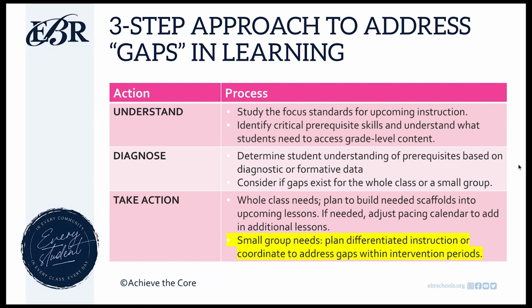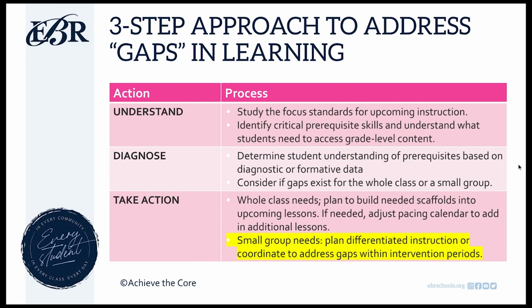So there's a 3-step approach to address the gaps in learning. First, make sure we understand: study the focus standards for upcoming instruction, identify critical prerequisite skills, and understand what students need to access grade level content. You can look at interim 1 or interim 5 technically, but the first interim that the students take is the diagnostic at the beginning of the school year in ANET. You can look at that data and look at the standards that they struggle with. Based on these standards, what do my students need support in? Does it go along with the standards that I'm covering at this time? If it does, let's focus on this one because it aligns with the standard I'm looking at.